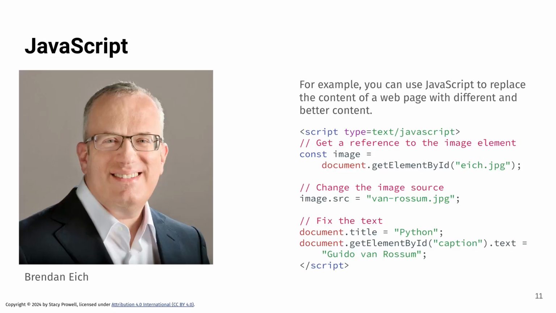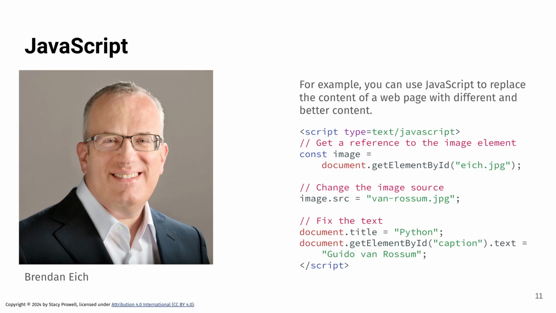So let's see an example of that. I might have something like you see over on the right. Here I've got a little script, a little snippet of JavaScript. I go and get an element by ID. I get the picture of Brendan Eich over there, and if you don't know who he is, look him up. And then I go ahead and change the source, I change the title, and I modify the image caption.